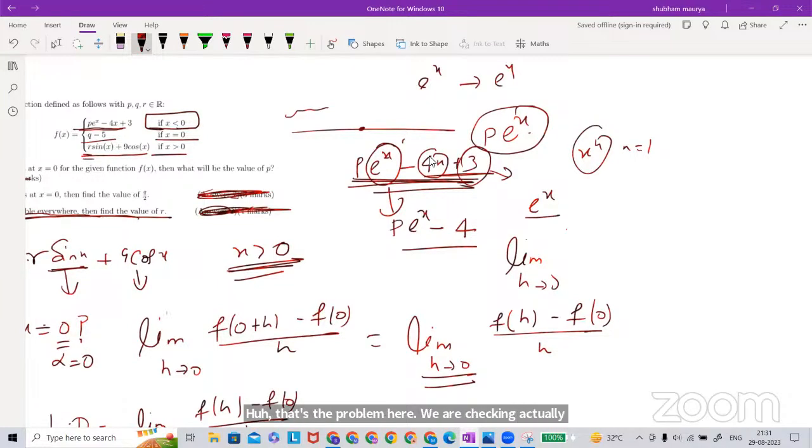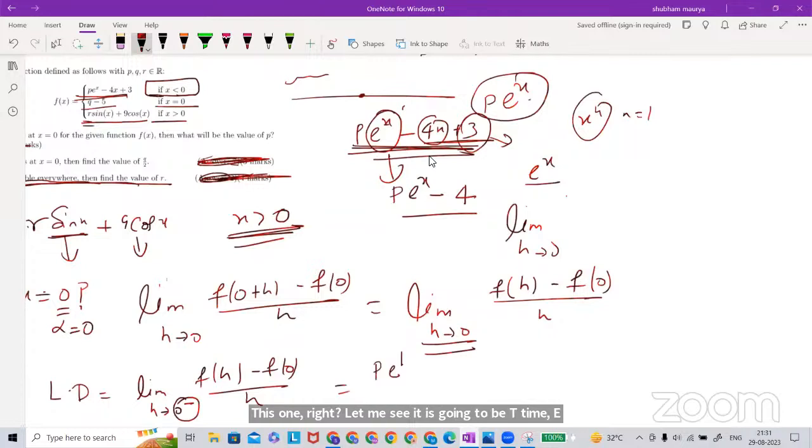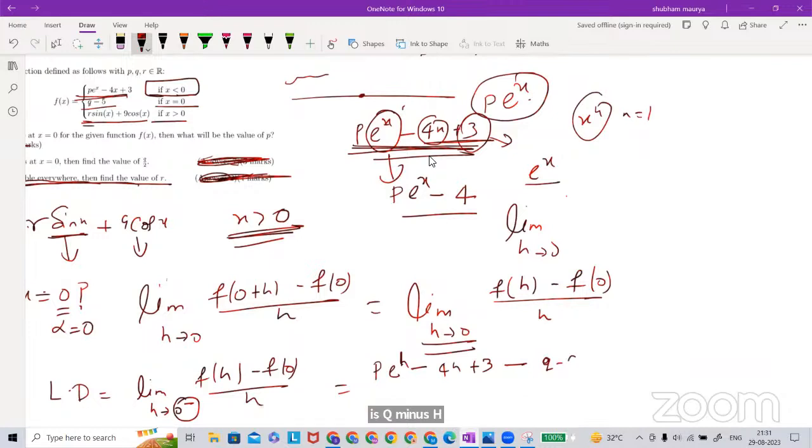So when h is less than 0, here is how the function is behaving when the input value is lesser than 0. We have it like this, right? That means here it is going to be p times e power h in place of x, minus 4h plus 3. Function value at 0 is q minus 5, and upon h.